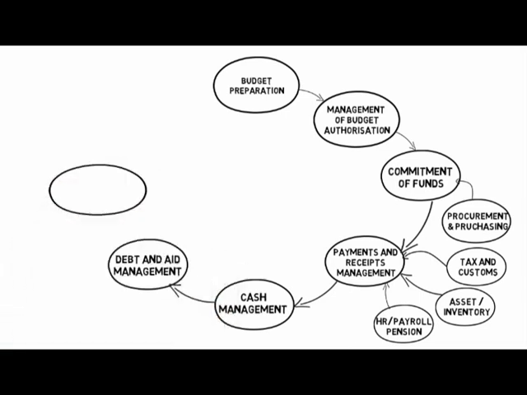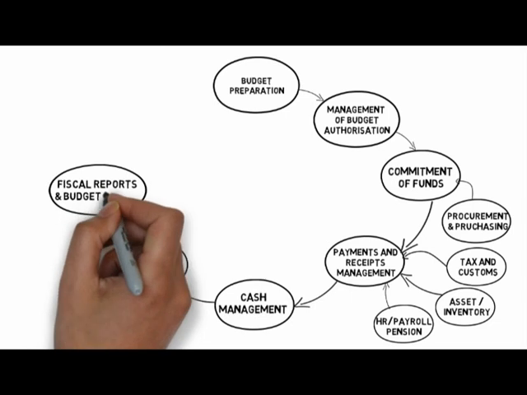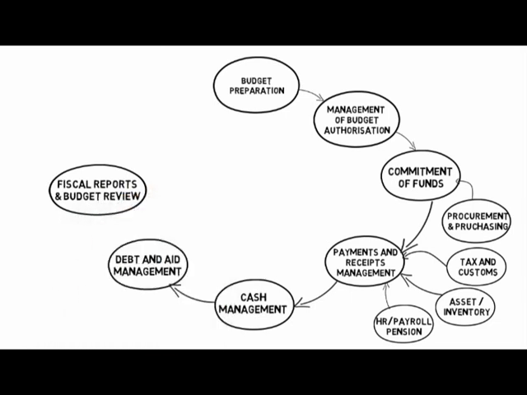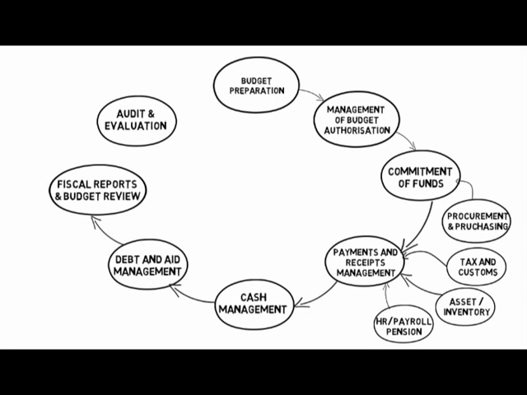The GFMIS produces various fiscal reports which help review the budget. It also feeds information to systems for auditing and evaluation.